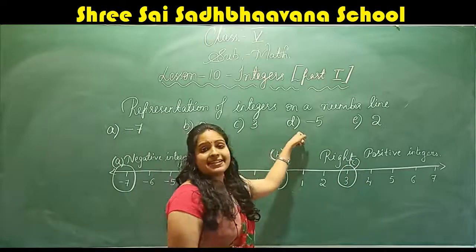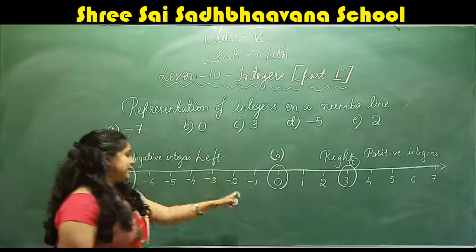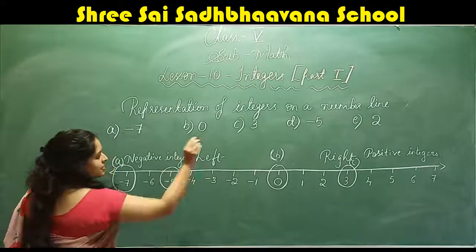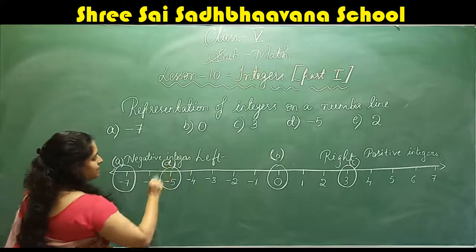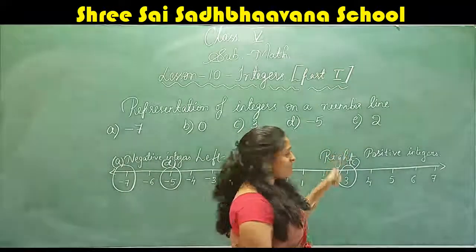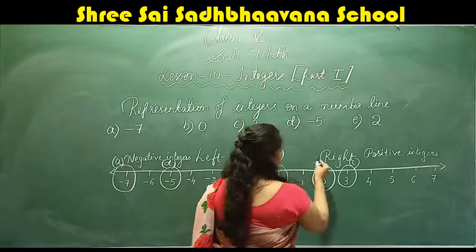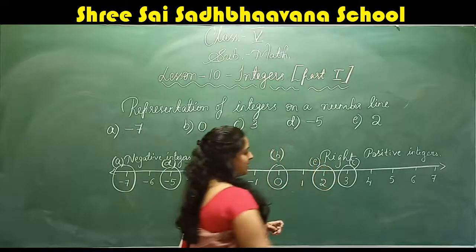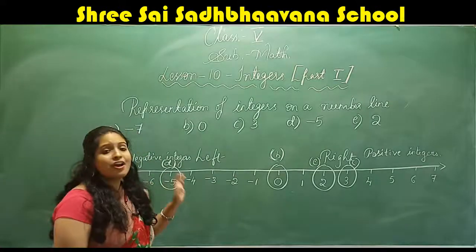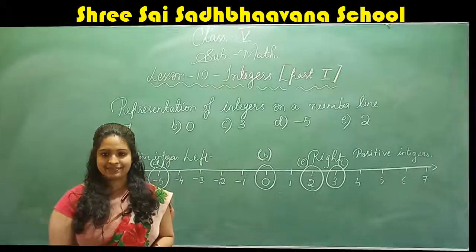Next, the D, -5. Where can you find -5? To the left of the 0. So the -5 is here. That is answer D. Okay. Next, E is nothing but 2. Where can you find 2? 2 is here. This is E answer. Understood, children? I hope you have understood how to represent the integers on a number line.